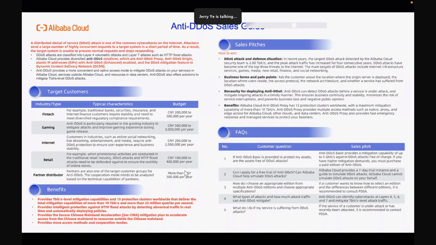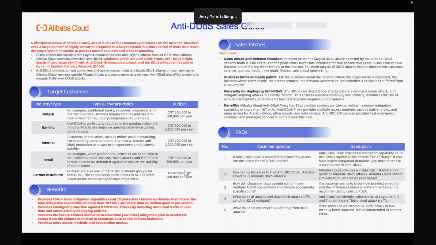important to them. So, for example, if one of the e-commerce customers will have some promotion activities next week, or they're gonna have some shopping festivals, of course, the customers will earn a lot of money during these shopping festivals. So of course, they don't want the DDoS attack. So in this period of time, you can upsell the anti-DDoS to them.